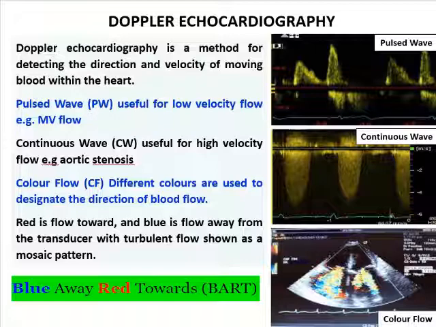Basically, we have a common mnemonic for color flow Doppler echocardiography. We say blue away, red towards. We say it is BART, B-A-R-T. It represents red as flow towards and blue as flow away from the transducer, with turbulent flow shown in a mosaic pattern. Blue away means blood flowing out of the heart is represented as blue, whereas red means blood is getting into the heart. This shows a colorful diagram of the flow of blood, and then we can measure the velocity also.